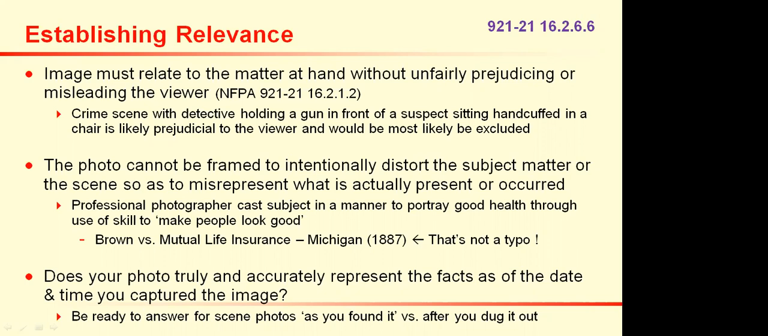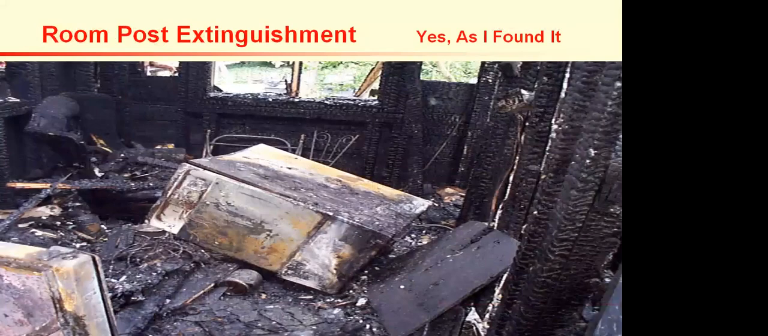This all goes back to the argument of relevance. Ultimately, when you're sitting in a courtroom where perhaps you're being deposed, you have to be able to answer to the fact that the photograph truly and accurately represents the date and time that you captured the image. Just caution and brace yourself, because attorneys have a way of asking questions and getting us on a certain path. Your photographs will capture a distinction between the scene as you found it versus as you dug it out, or in the process of digging it out. In this example, you could accurately testify: this is a photograph that depicts the room, in this case the kitchenette, as I found it on January 1st at 1:30 in the afternoon.